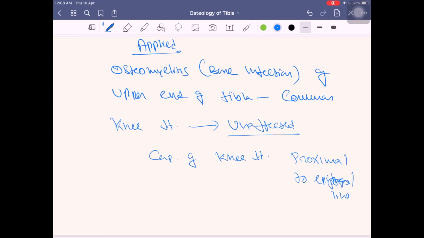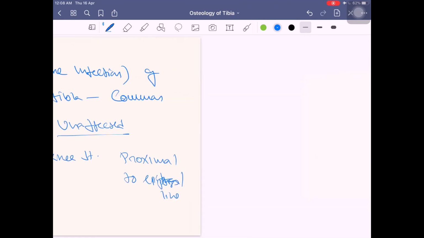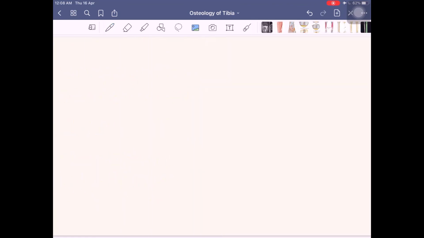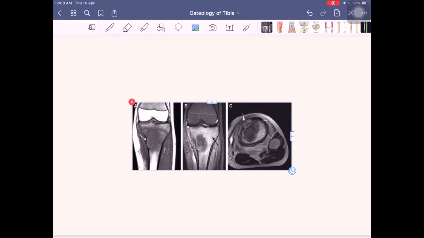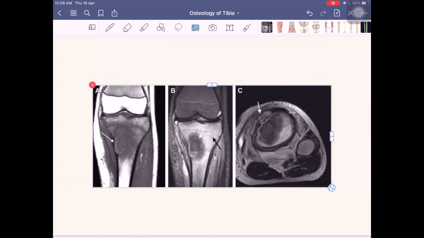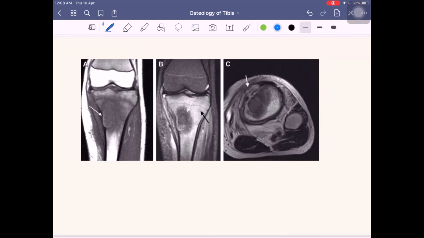I can show you a film. Not an X-ray, this one is an MRI of infection. You can see this is your upper end, showing the osteomyelitis. Here also osteomyelitis of the tibia. Here also you can see it going deep inside. So that's your osteomyelitis.